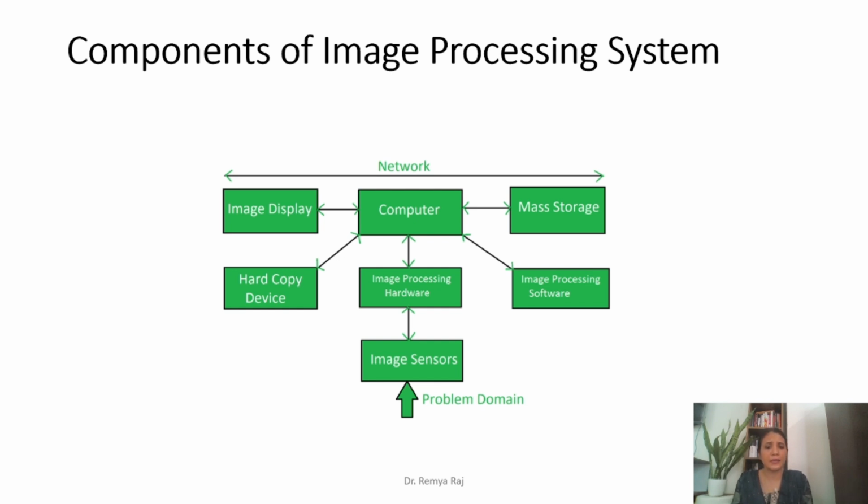First of all, we need a computer that has image processing hardware. The image processing hardware, a hard copy device, all those things will be there. First, our image sensor will capture the image. It will be given to the image processing hardware, which is connected to a computer. The computer has an option to display the image. It will also store the image, and it has a hard copy device to store the entire image for a long duration. It also has image processing software.